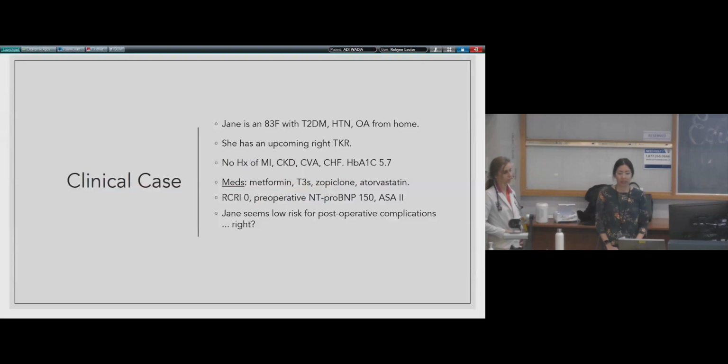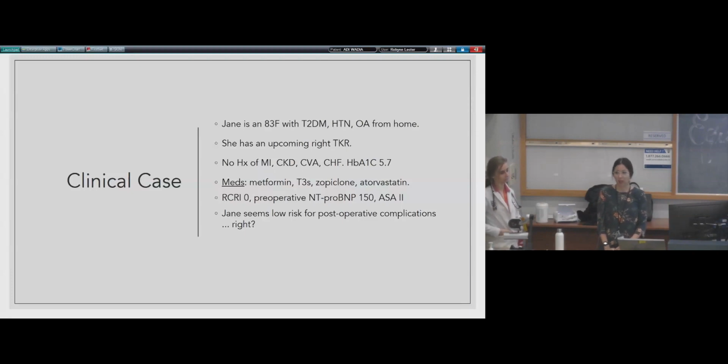So we're going to work through a case that we might typically see as geriatricians and incorporate the various objectives and principles that I highlighted just earlier. So we have a patient, Jane. She's an 83-year-old female with a history of type 2 diabetes, hypertension, and osteoarthritis. She lives at home, and she's coming up for a right total knee replacement.